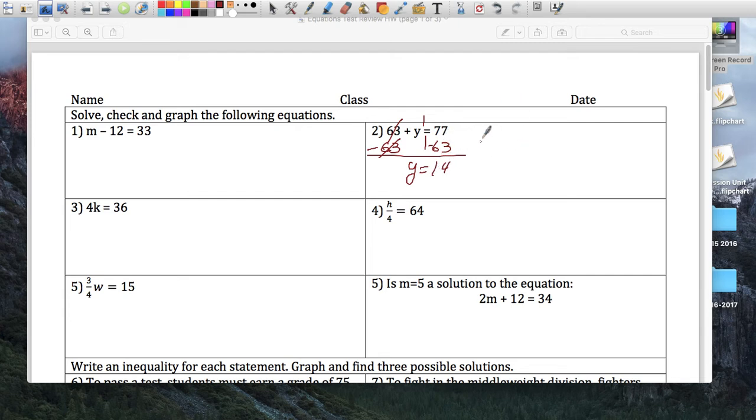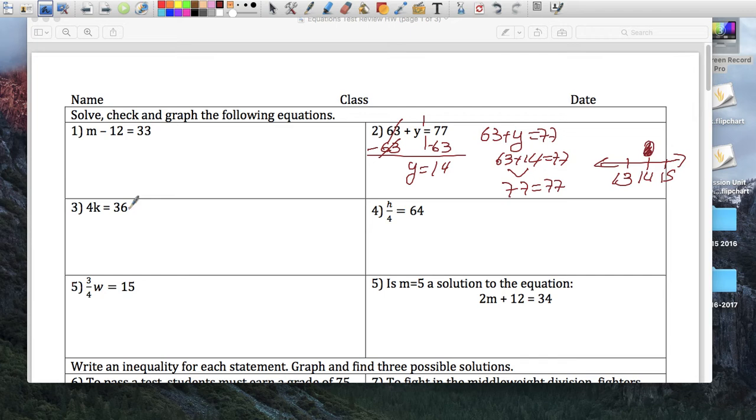So let's see if that's true. I'm going to copy the original equation: 63 plus y equals 77. 63 plus 14 equals 77. You'll notice that 63 plus 14 is indeed 77, and 77 is 77 on the other side. Okay, again, my number line: 13, 14, 15, just a couple of numbers, one on each side. Circle on top of the 14, and that's the only number that makes this equation true.